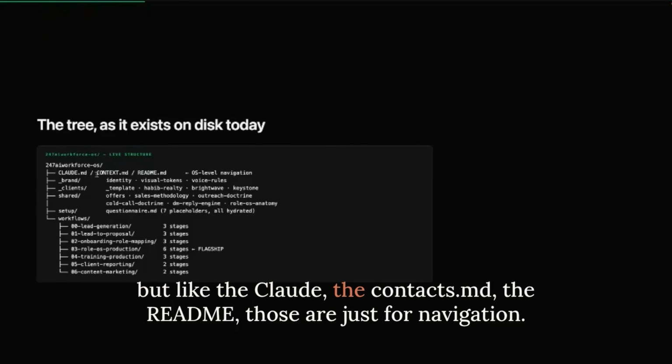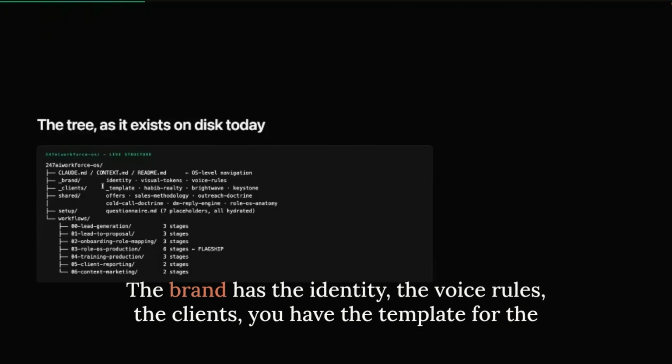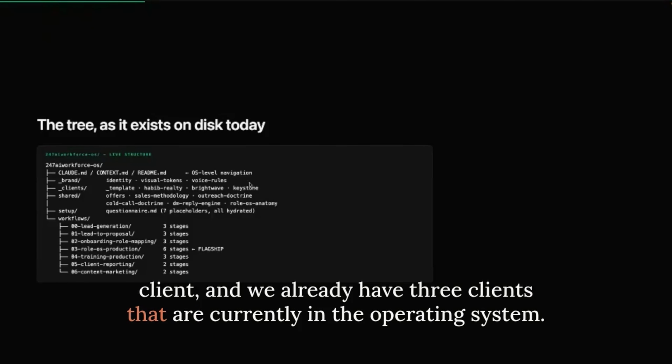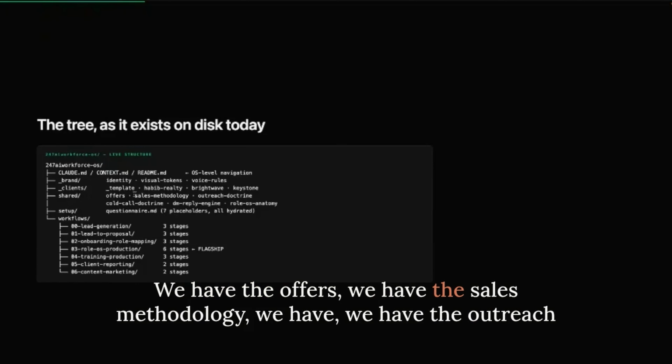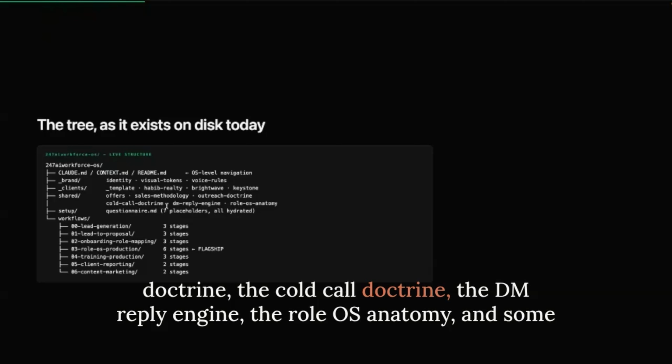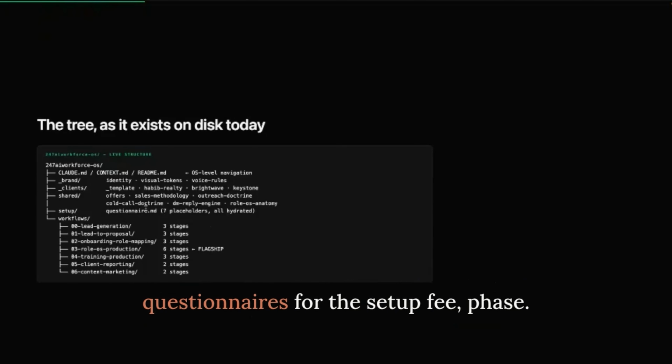But like the Claude, the context.md, the README, those are just for navigation. The brand has the identity, the voice rules, the clients. You have the template for the client, and we already have 3 clients that are currently in the operating system. We have the offers, the sales methodology, the outreach doctrine, the cold call doctrine, the DM reply engine, the role OS anatomy, and some questionnaires for the setup phase.